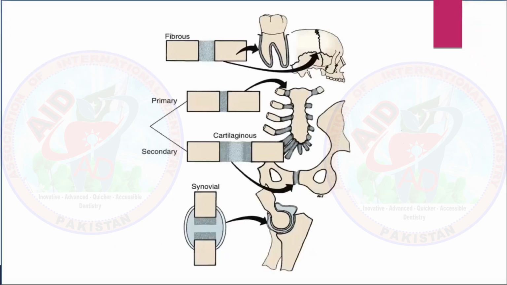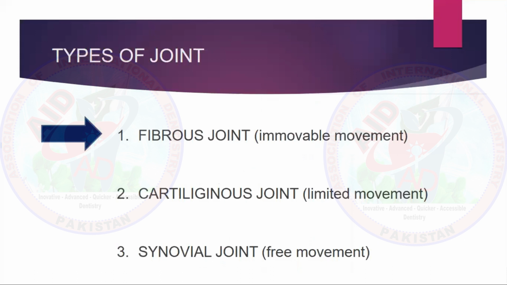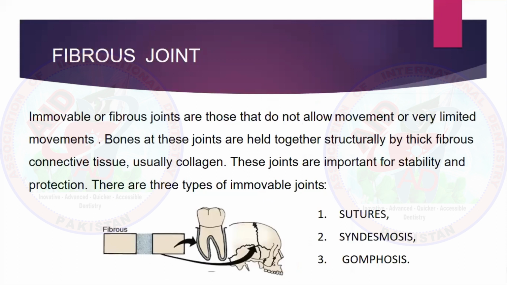You can see this picture in a book of oral histology, that is Ten Cate. This is a very good photograph which gives the orientation of the fibrous, cartilaginous, and synovial joints. We will take one by one. First, I take the fibrous joint. Look at the fibrous joint, they are immobile. They do not allow any movement, or only very limited movement.